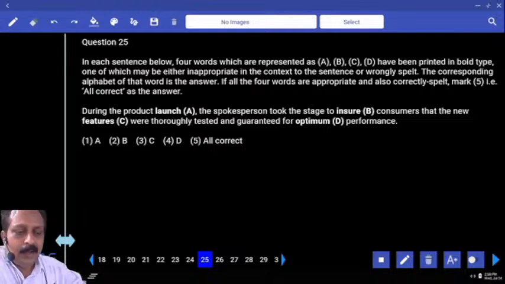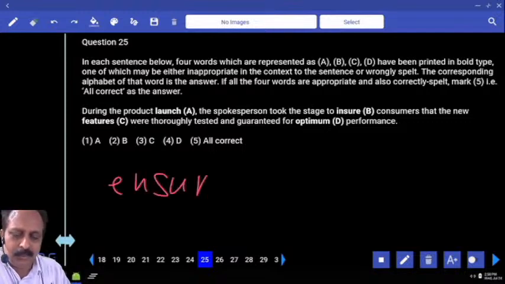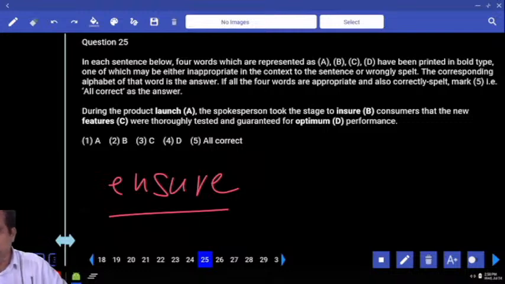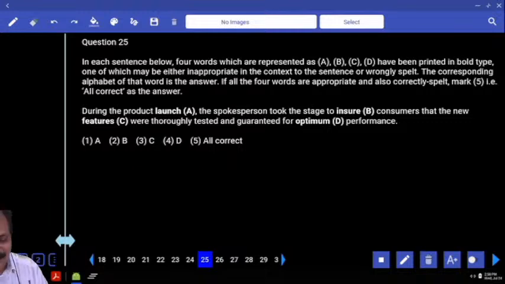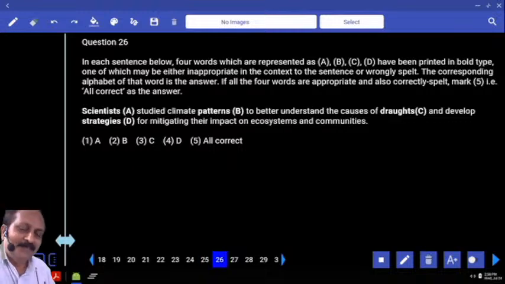During the product launch, the spokesperson took the stage to ensure or ensure. We cannot use this word ensure in this context. Assure consumers that the new features were thoroughly tested and guaranteed for optimum performance, means maximum performance. Are you still thinking of that question, or you have come out of that? Please come out of that. We have some more questions.